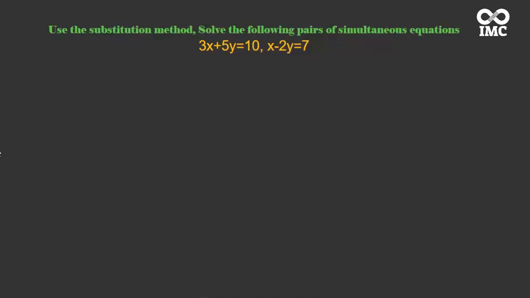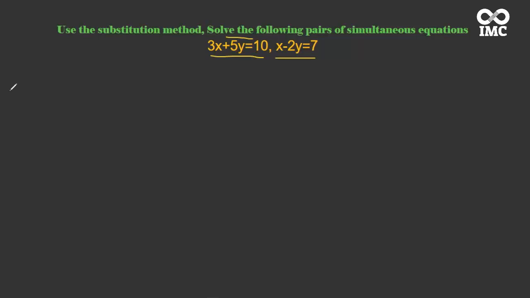Use the substitution method. Solve the following pairs of simultaneous equations: 3x plus 5y equal to 10 and x minus 2y equal to 7. So at first, 3x plus 5y equal to 10 and x minus 2y equal to 7.